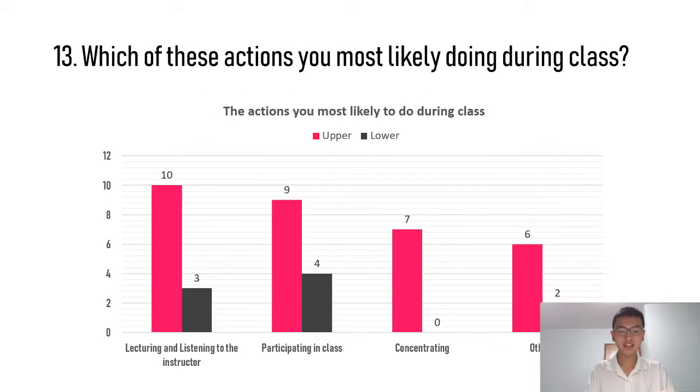Which of these actions are you most likely doing during the class? For the upper students, the top answer is lecturing and listening to the instructor, followed by participating in the class, and then concentrating in the class. For lower students, however, the top answer is participating in the class, followed by lecturing and listening to the instructor.